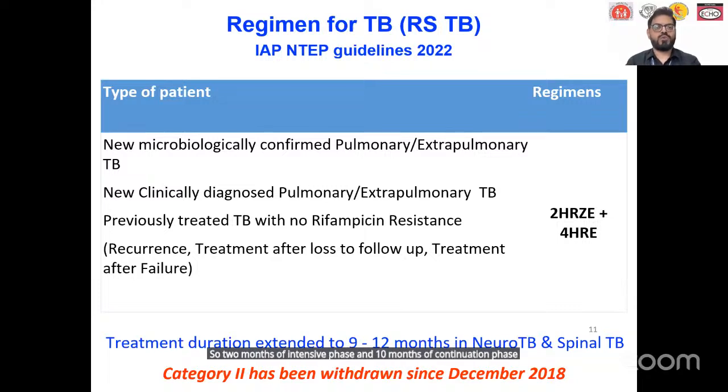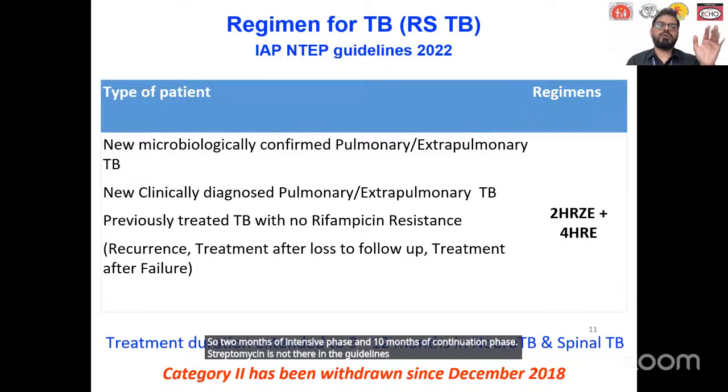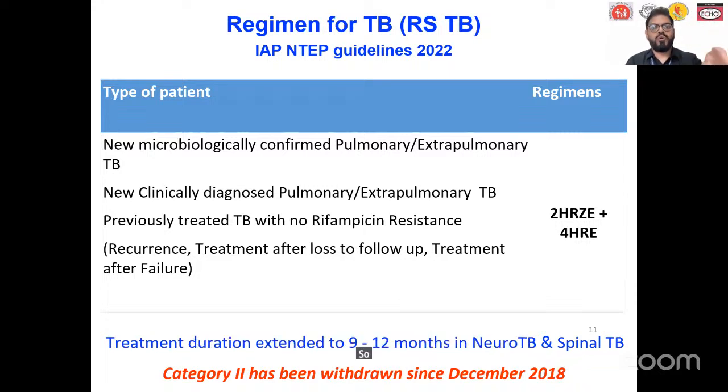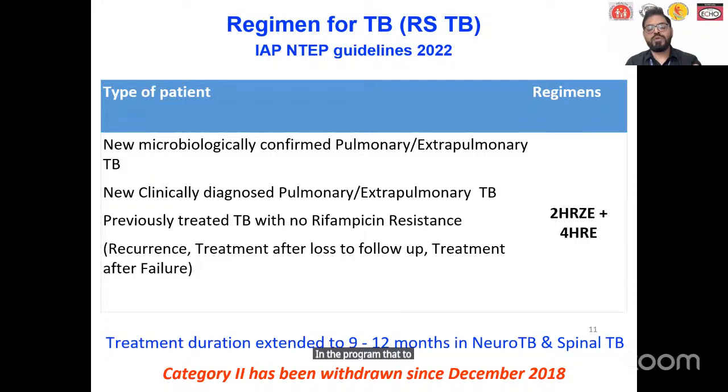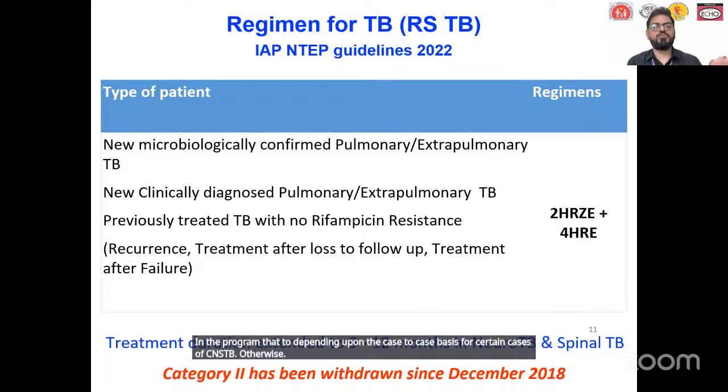Streptomycin is not there in the guidelines. Initially, if we remember, we had categories, category 1, 2, 3, 4. All those relapse or defaulter patients used to be put in category 2, where we used to add streptomycin. Now streptomycin is out of the program. There are only two categories, drug sensitive and drug resistant. Streptomycin has a very small role in the program, and that too on a case to case basis for certain cases of CNS TB. Otherwise, we are not advocating streptomycin for any of the patients of drug sensitive TB, or for that matter, drug resistant TB.